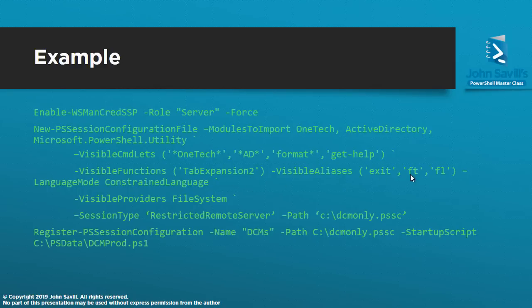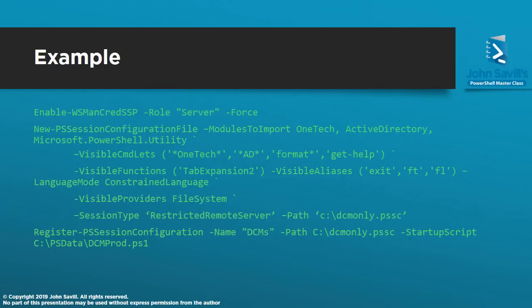I'm exposing a few aliases: exit, format table, format list. I'm going to constrain the language so they can't just put something in squiggly brackets and run anything they want. I'm exposing the file system, but I'm really locking this thing down. Once I register this new configuration name, DCMs, my data center managers, will only be able to run this limited set of commands.